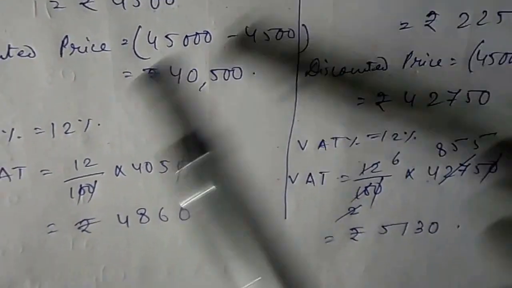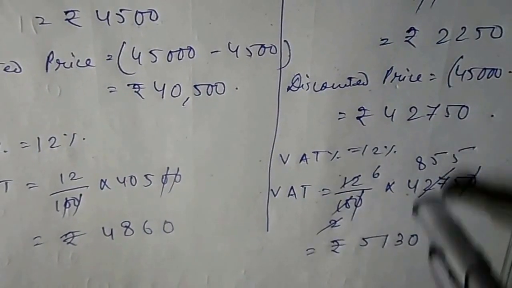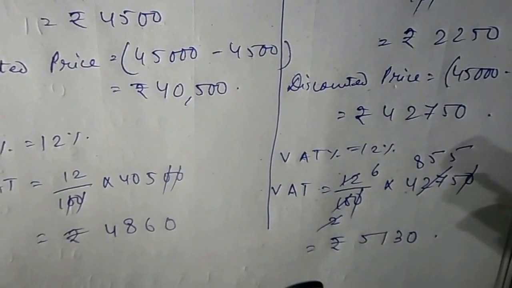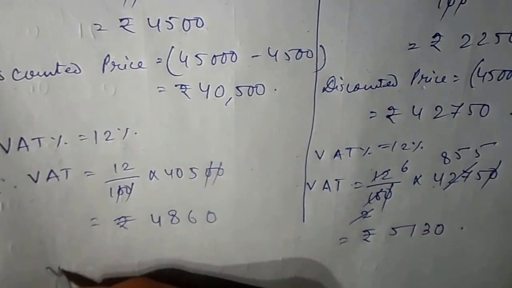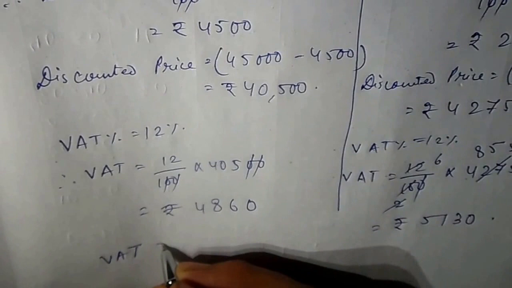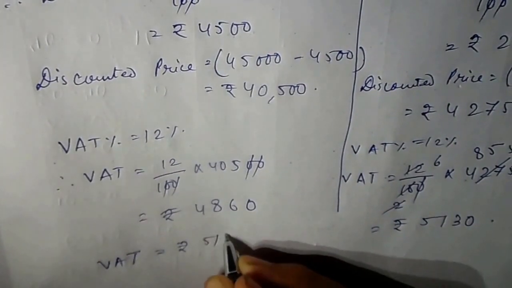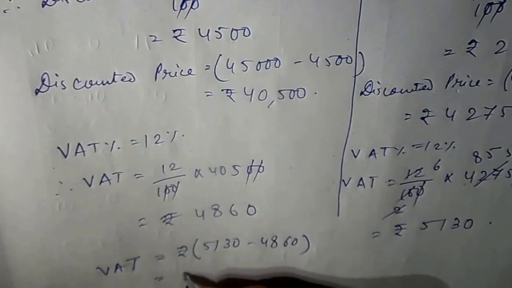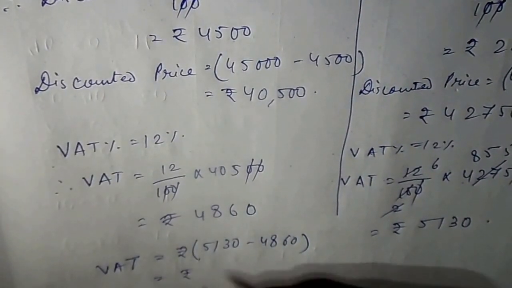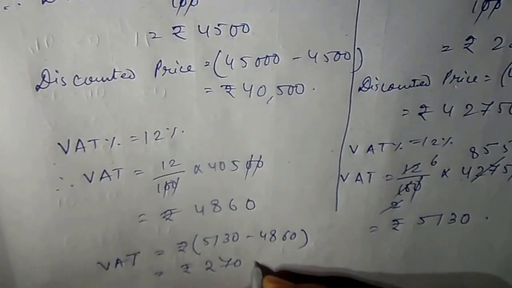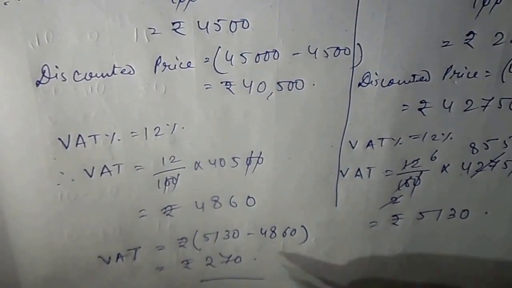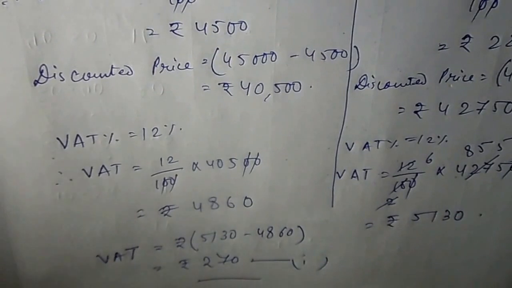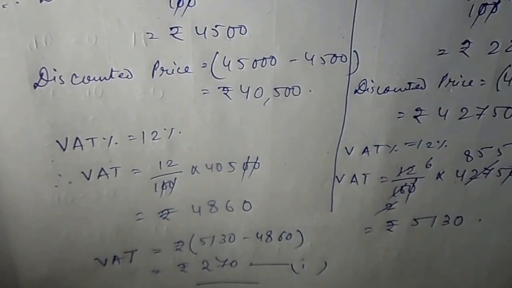Now the shopkeeper has to pay some VAT to the government because he has a difference in VAT which he got and which he paid. So VAT paid by the shopkeeper to the government will equal rupees 5130 minus 4860, which is equal to rupees 270. So this is your first answer, the VAT paid by the shopkeeper to the government. And the total amount paid by the customer inclusive of tax.